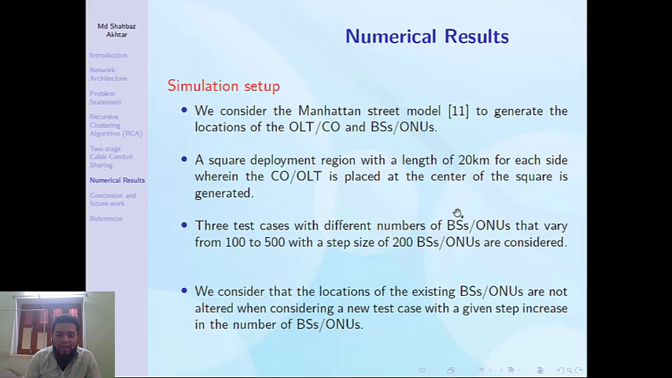We increase the number of ONUs (base stations) from 100 to 500, with a step size of 200. All the ONUs are generated randomly throughout the square. And on increasing the step size, we make sure that the currently selected locations of ONUs are not altered.